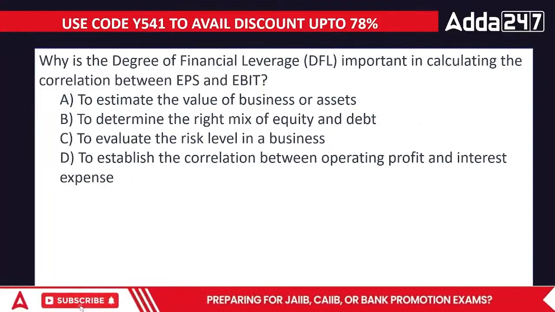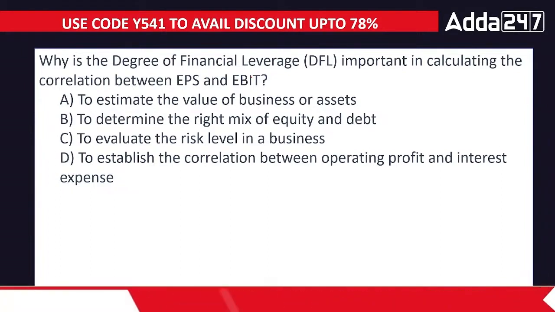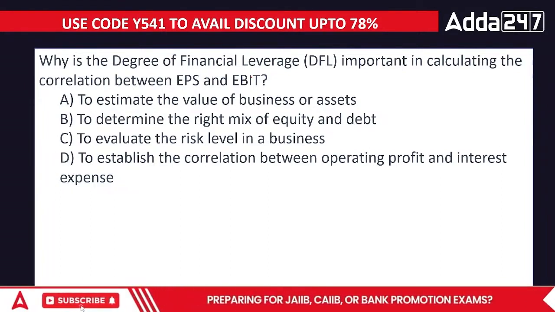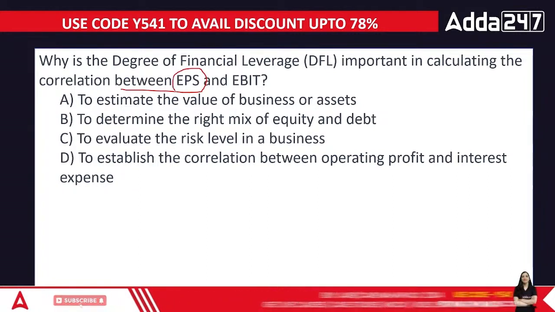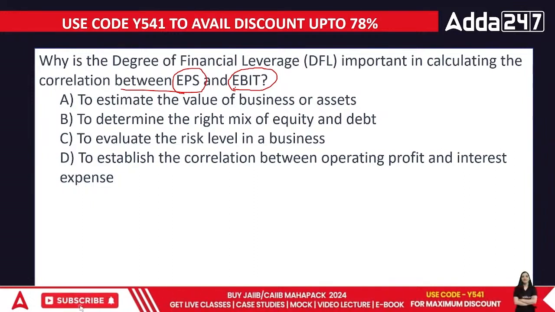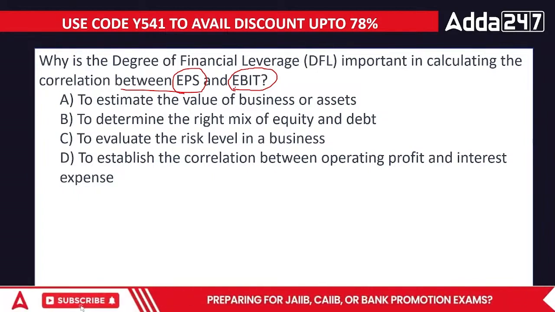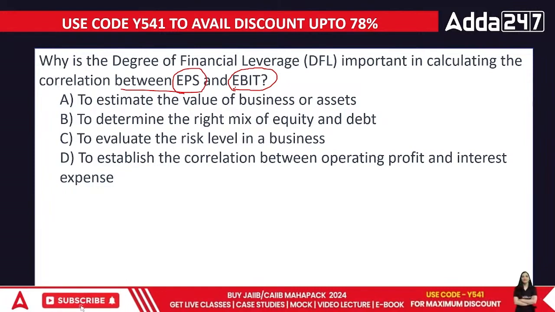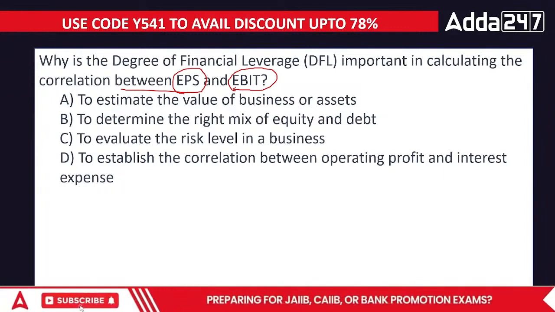Done. Next is, why is degree of financial leverage important in calculating correlation between EPS and EBIT? Actually, it is very, very important. These are the only 2 terms which we talk about now. Earning per share is what? What is the piece of cake which is left for the equity shareholders when everybody else has eaten up? And this is the amount before you give even a single penny to the people from whom you have borrowed money, or to whom you have given money. In any case, covering all those areas.